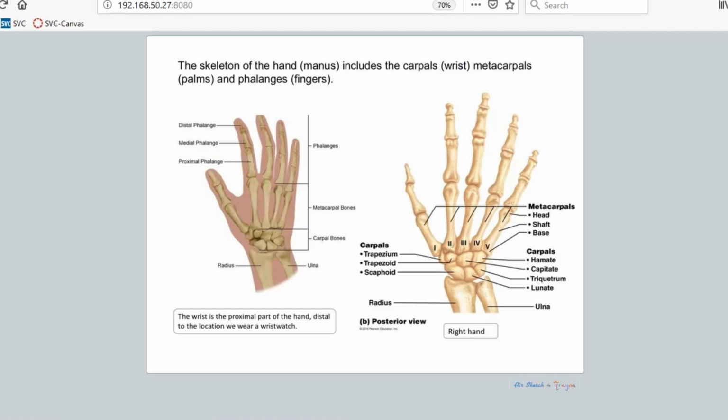So if I were to draw those in different colors there, here's the carpals, or the wrist bones. Here's the metacarpals, or the bones of the hand. And then here are the phalanges, or the bones of the fingers.